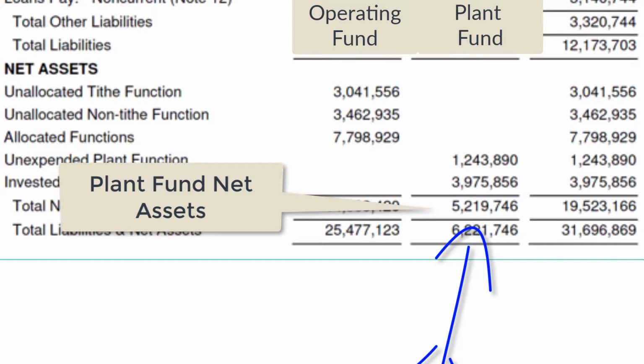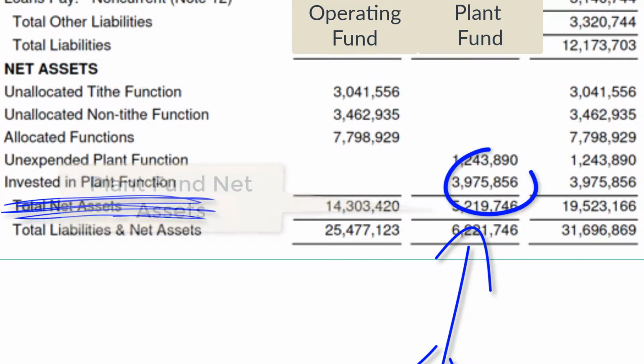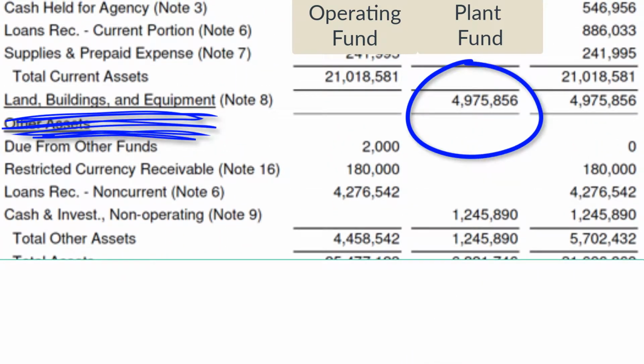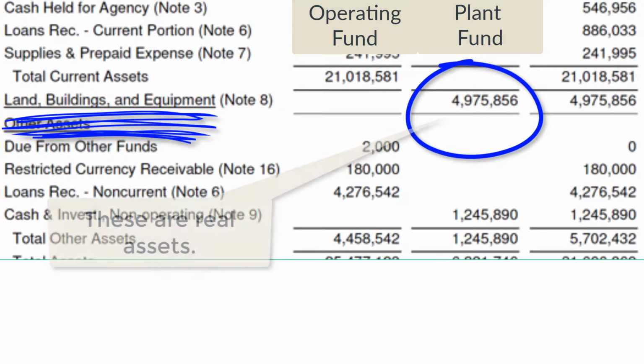The 5 million has two parts. It has the invested in plant function of nearly 4 million. So what does that mean? Notice that we have land, building, and equipment of 4,975,856. Now that is in buildings. That's the value that we have paid for buildings and the appreciated value of what we paid for buildings and equipment and land. And it's just not available for operations. It's set aside over here by itself.